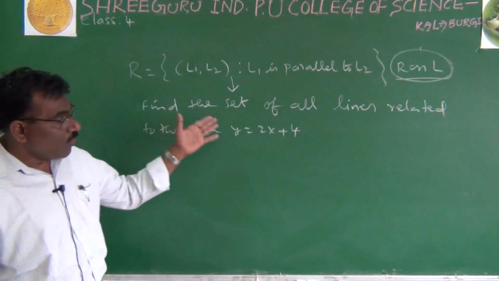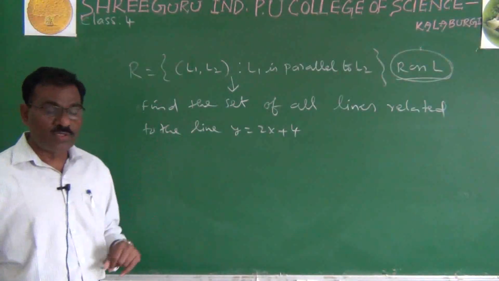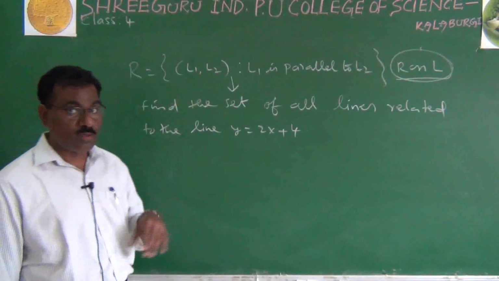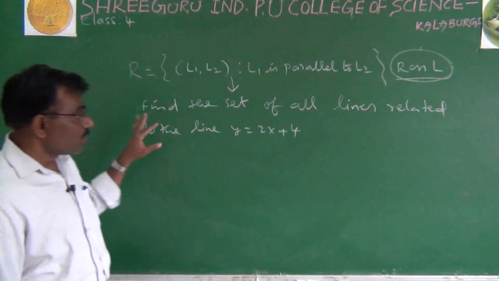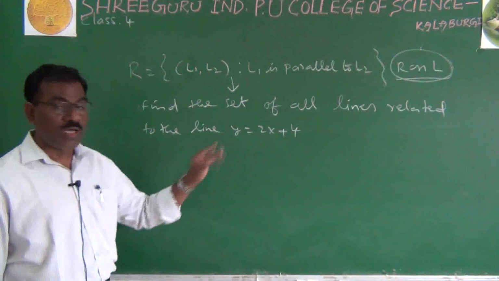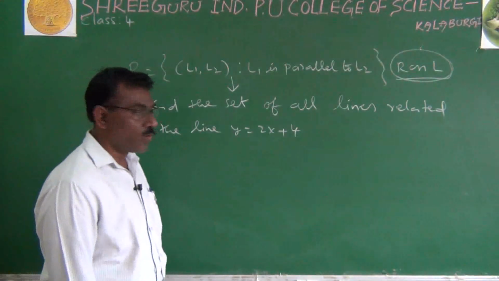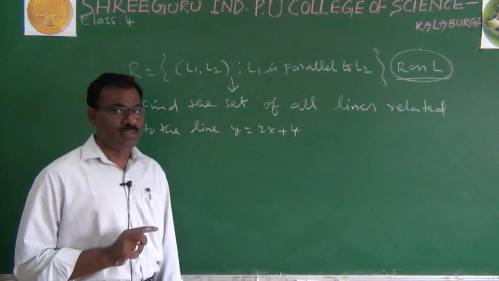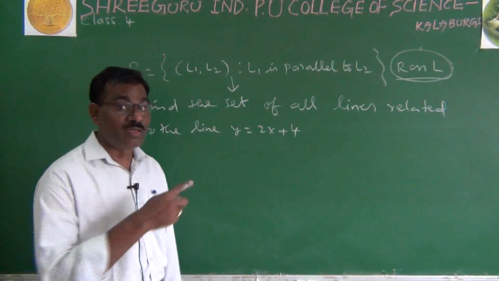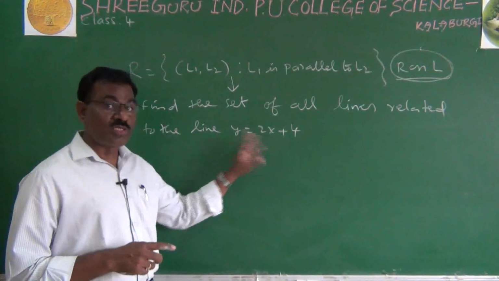Find the set of all lines related to the line, meaning parallel. L1 is parallel to L4. So what is the question? Find the set of all lines related to the line y equal to 2x plus 4. We have to write the equation of any line parallel to this equation.